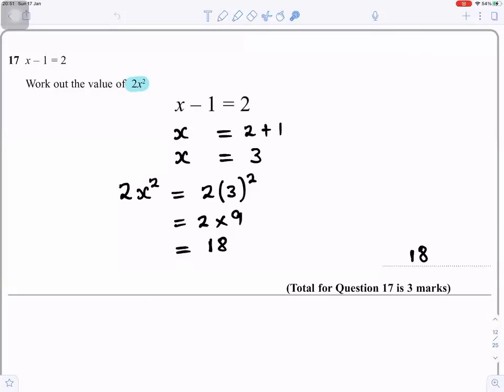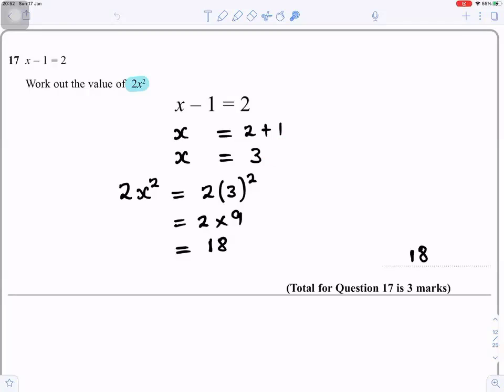Question number 17. x minus 1 equals 2. Work out the value of 2x squared. We need to find the value for x. So x minus 1 equals 2. You take the minus 1 to the right hand side, it becomes plus. So x becomes 2 plus 1, which is 3.